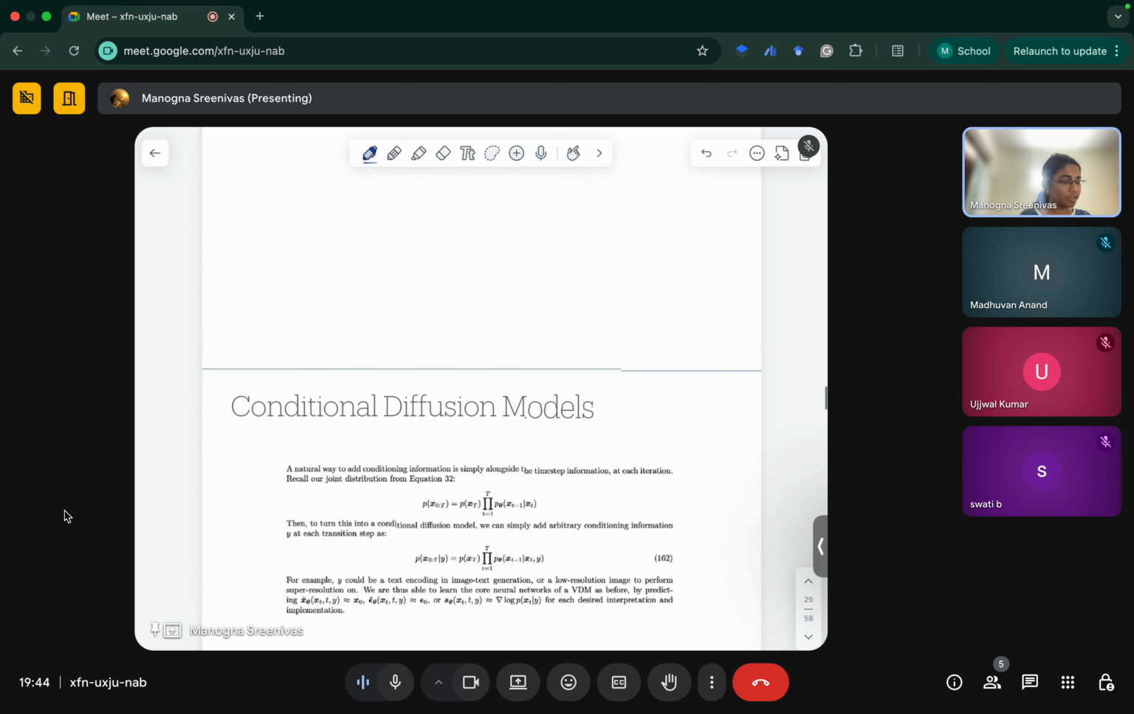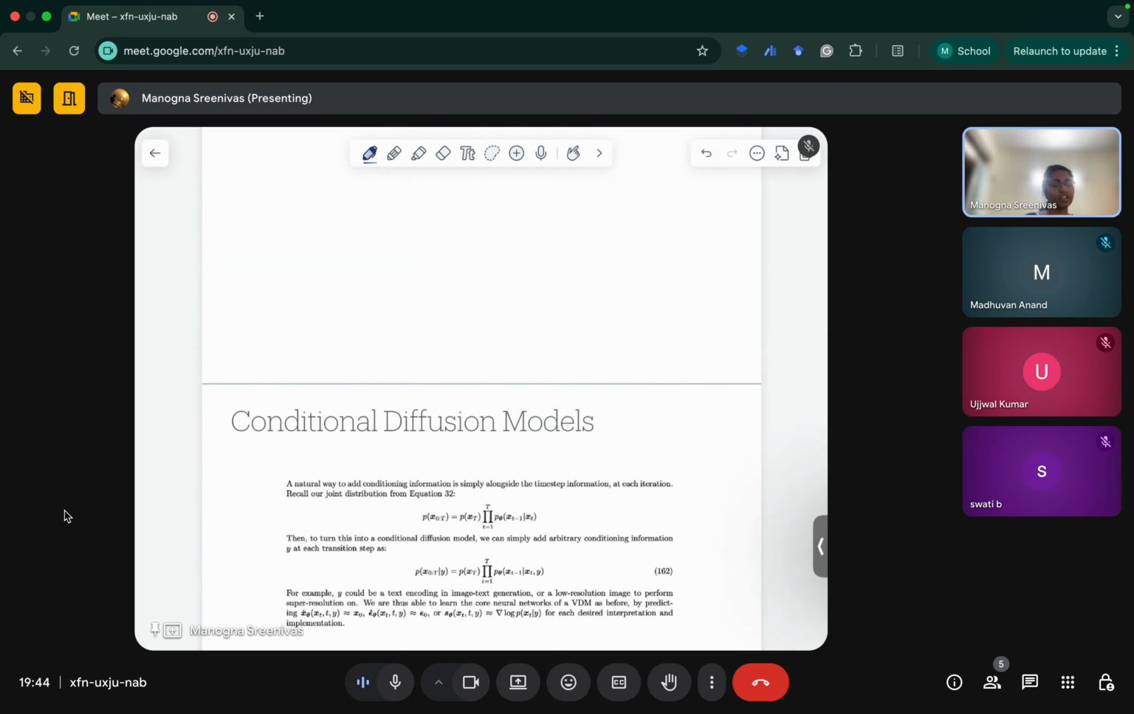So until now we discussed diffusion models, right? That is, I start from a noise vector and then I generate images. So that's just generating random images, which are supposed to look real. But practically we also want to condition this, right?